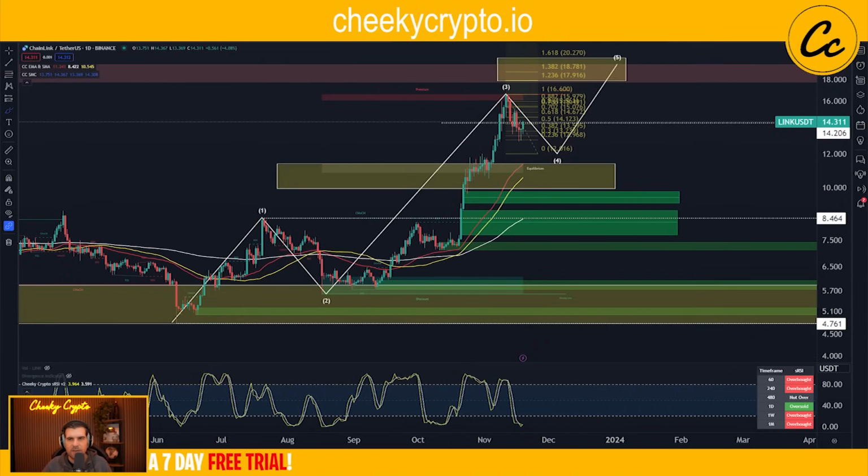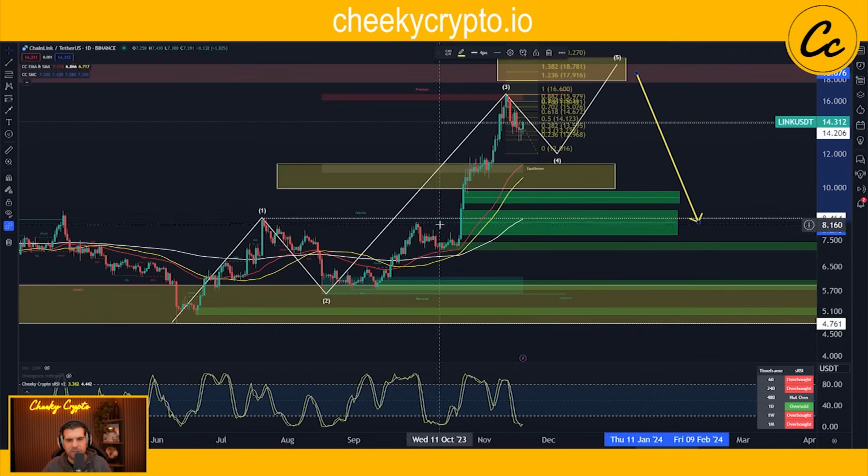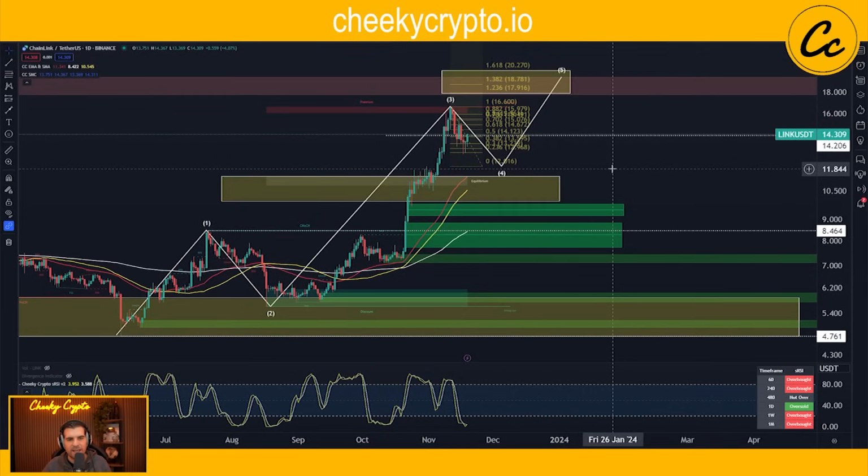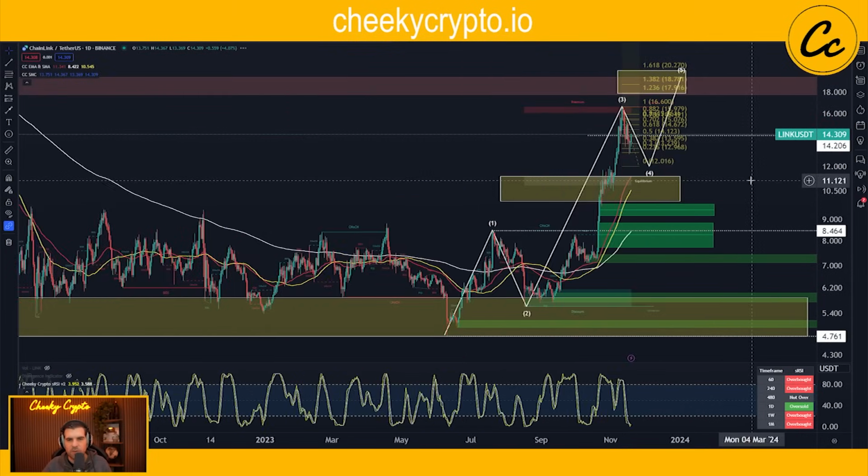Once we complete 5 waves, the expectation is a bigger retracement back down towards these fair value gaps, in my opinion. We'll be looking for sub $10 Link, and that's going to be the last opportunity to get into Chainlink at some really good prices. Let me show you why.